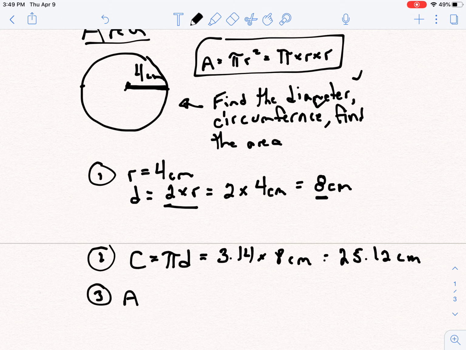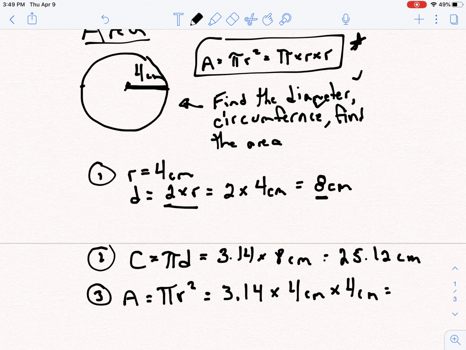Last thing I need to do is find the area. And area, again, we know that formula is pi r squared. Again, pi we know, 3.14. R squared means r times r. We set it up here. R times r. So if that means that, then I know my 4 is my radius, so I'm going to go 4 centimeters times 4 centimeters. And now I'm just simply going to, again, plug that into my calculator. 3.14 times 4 times 4 equals 50.24.